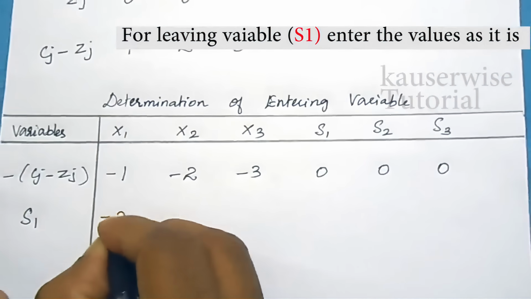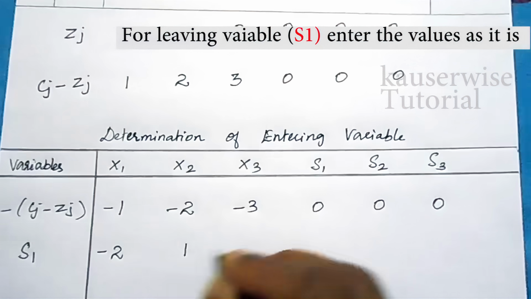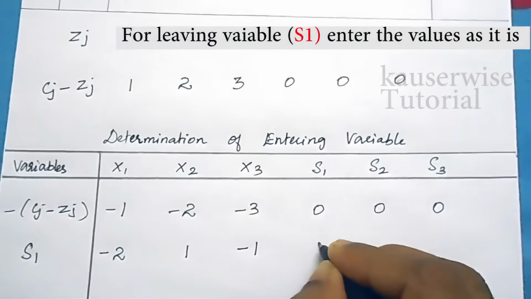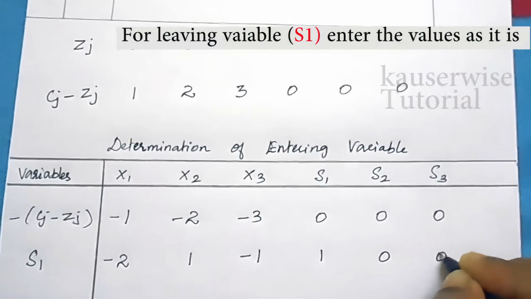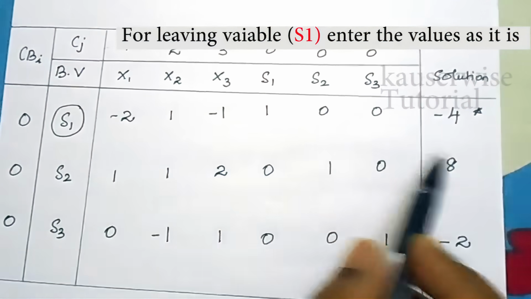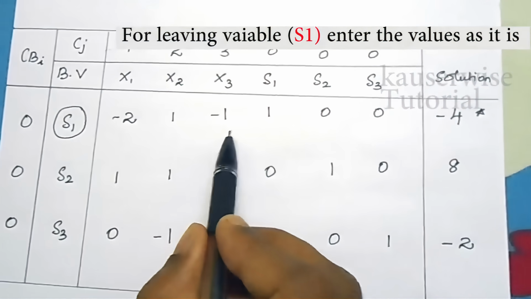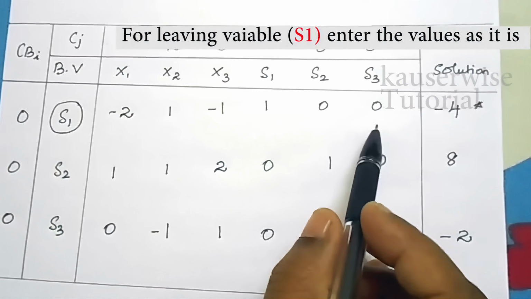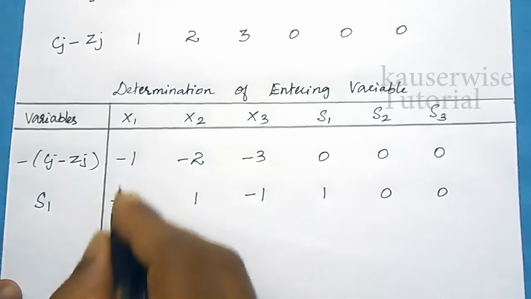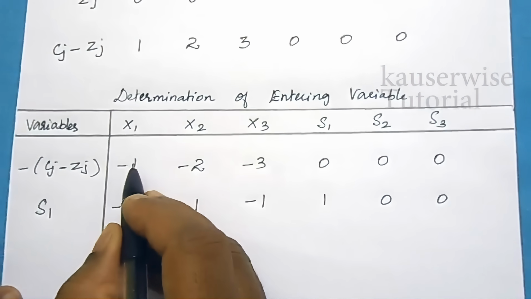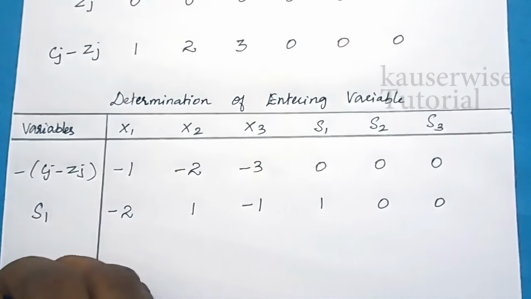S1: minus 2, plus 1, minus 1, plus 1, 0, 0. Just take the value as it is. Minus 2, 1, minus 1, 1, 0 and 0. Now find the ratio between Cj minus Zj and S1 values.